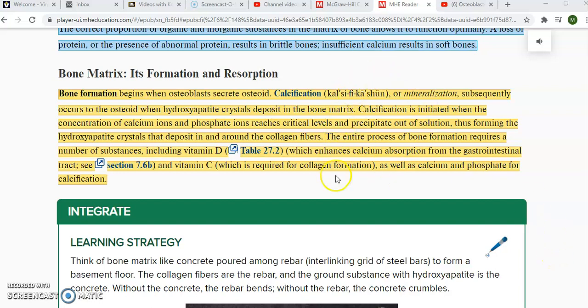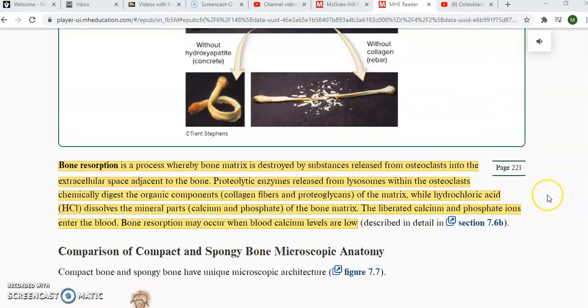So obviously we're going to need to form bone at some points in our lives, and then sometimes we need to break the bone down. This process where the bone tissue is broken down or destroyed is called bone resorption. So that's the term that we use to describe that process of destroying the bone.